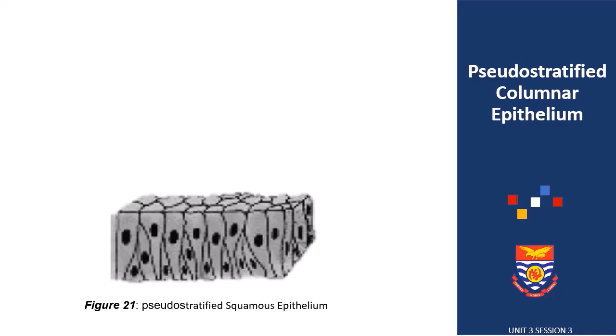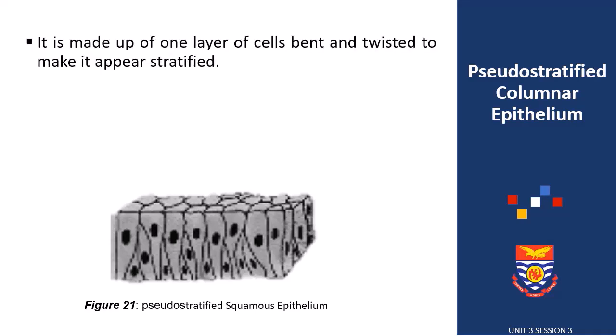The next one that we'll be looking at is pseudostratified columnar epithelium. These are exceptions to the already discussed epithelial tissues, in that pseudostratified columnar epithelium is made up of one layer of cells, and the cells are bent and twisted to make it appear stratified.